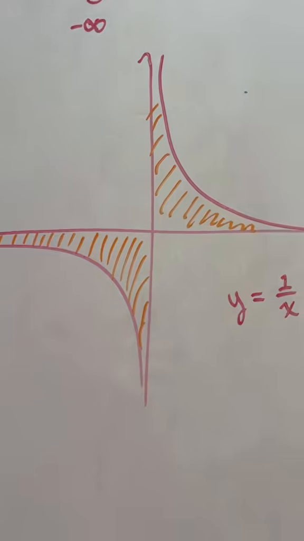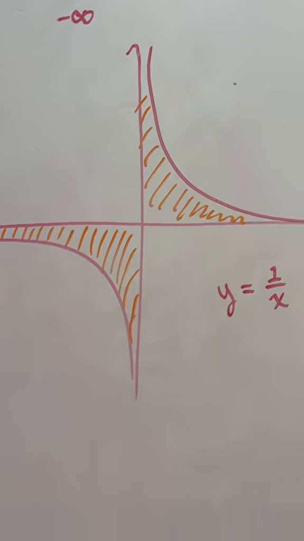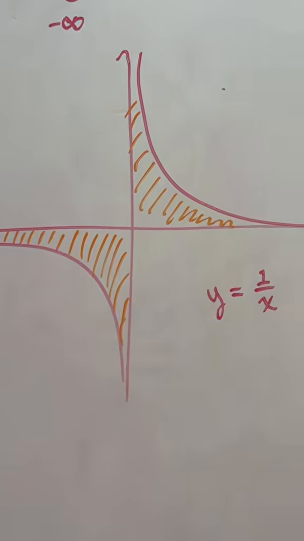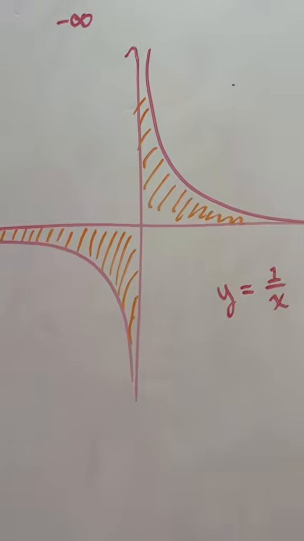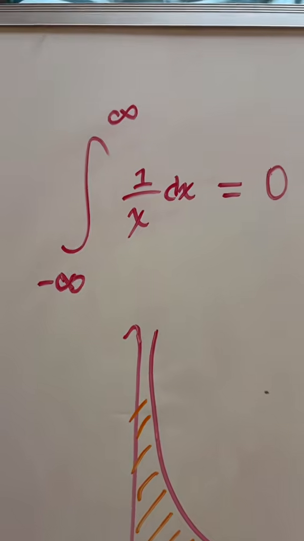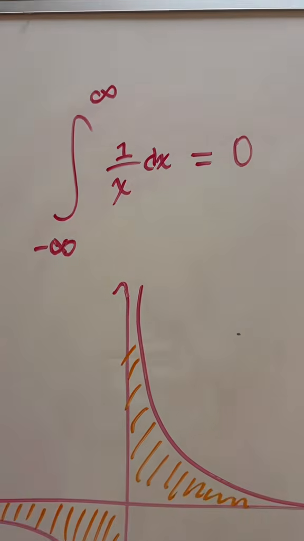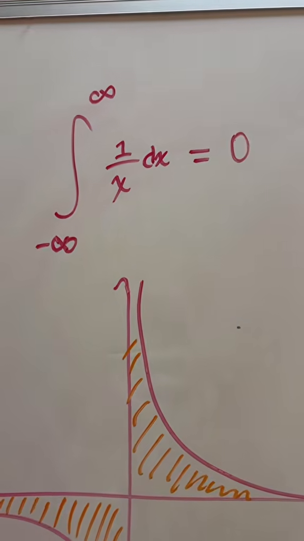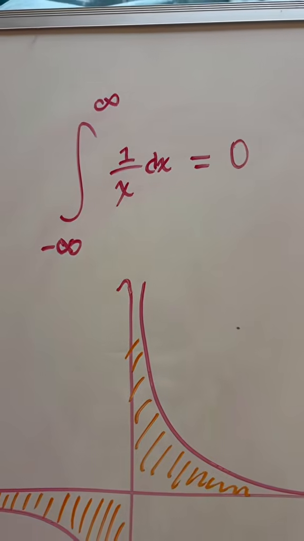If we look at the graph of y equals 1 over x, we notice that the function explodes near 0 because 1 over 0 is undefined. So naturally, if we integrate 1 over x from negative infinity to infinity, we get 0? Integrating this function over these bounds is impossible using the fundamental theorem of calculus because 1 over x isn't continuous over these bounds.